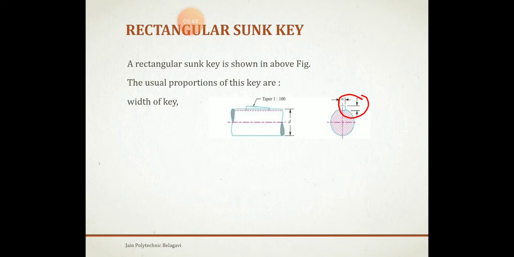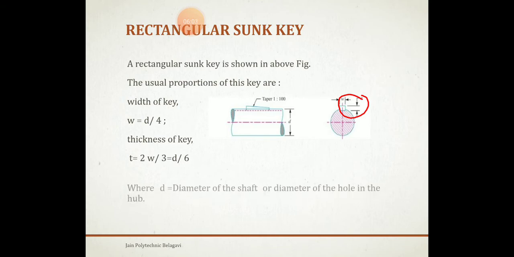So the width of the key is usually D by 4, where D is nothing but the diameter of the shaft. Further, the thickness of the key is given by either 2W by 3 or D by 6. That is the thickness of the key.